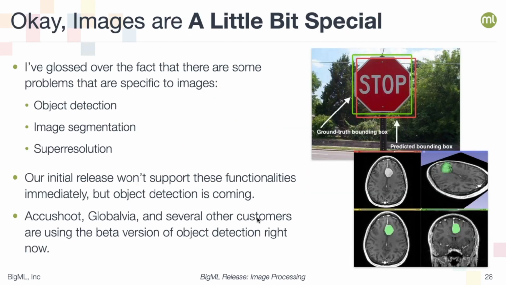if our bindings aren't adequate for some reason. And something I've glossed over here: images are a little bit special, right? We've been treating images the whole time as simply another type of data. So you can give text data, you can give numeric data, you can give date times, and now you can give images too. But in fact, there are a few problems and important machine learning settings that are very specific to images.